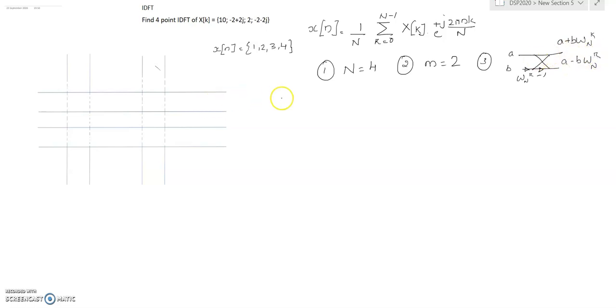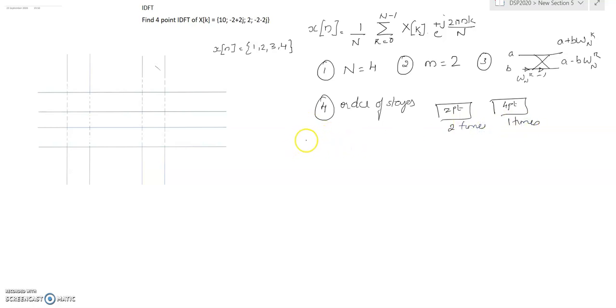Now the order of the stages would remain the same. This one would be a 4 point at the end, and this will be a 2 point at this stage. This will be done 2 times, and this will be done 1 time.